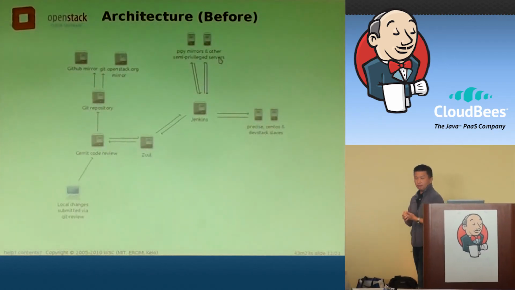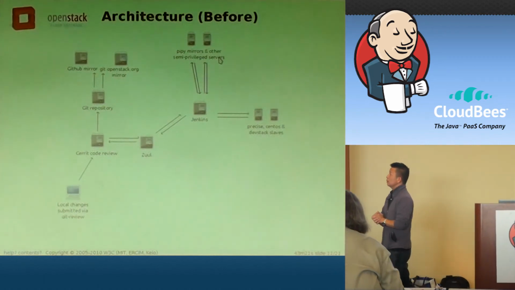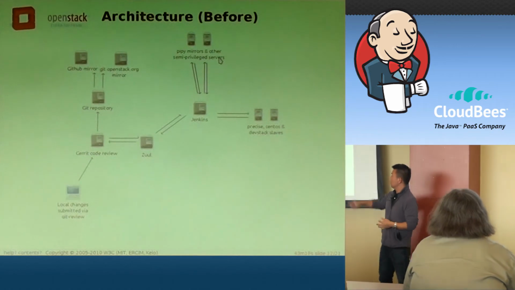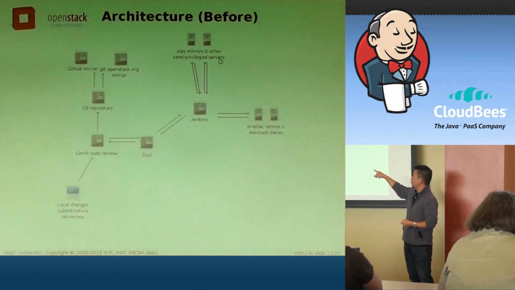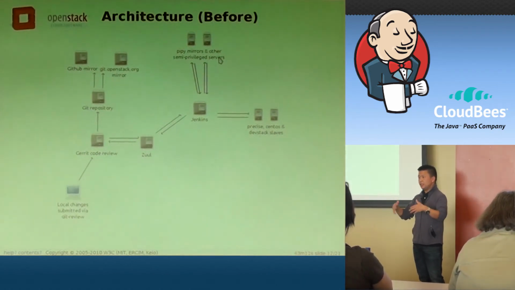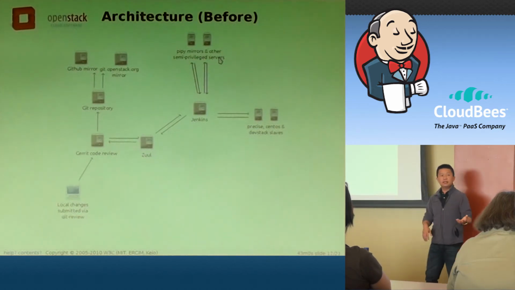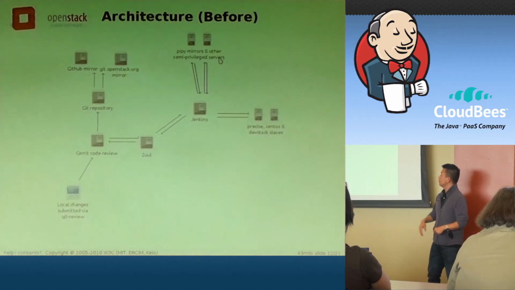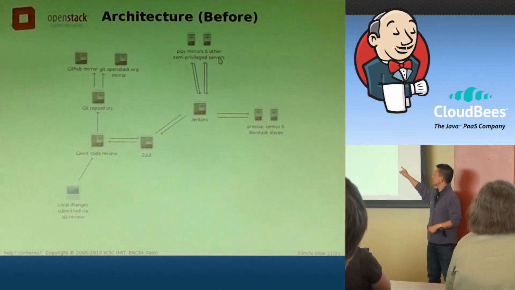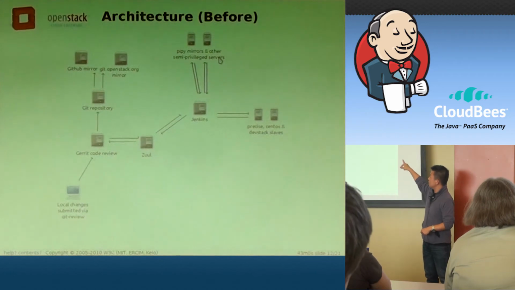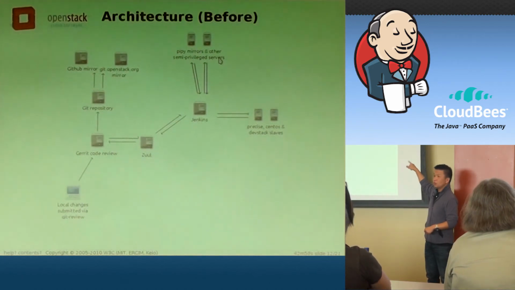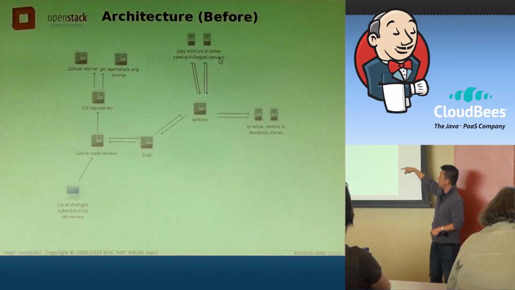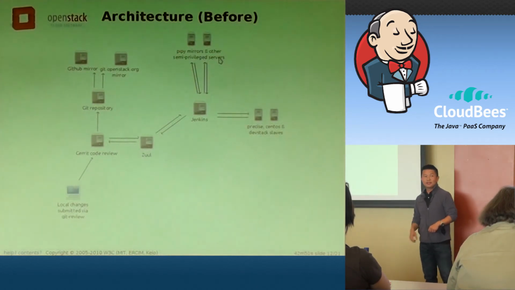So this is what we had before the Gearman plugin was in place. We had our Gerrit code review, which basically generates events. So one event could be a patch was uploaded to Gerrit. Zuul then takes that patch, sends it to Jenkins. Jenkins would run it on one of these slaves and send the results back to Gerrit.